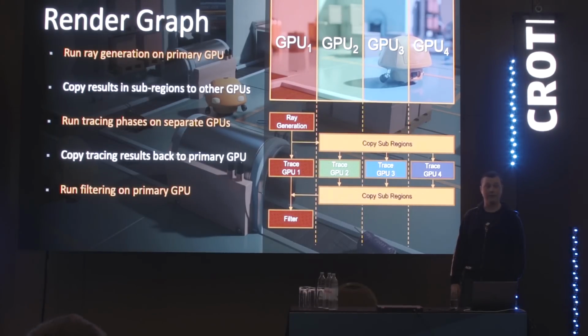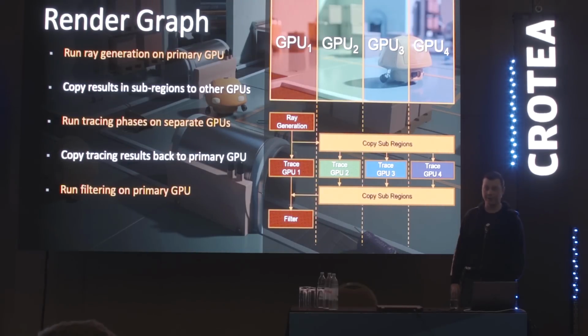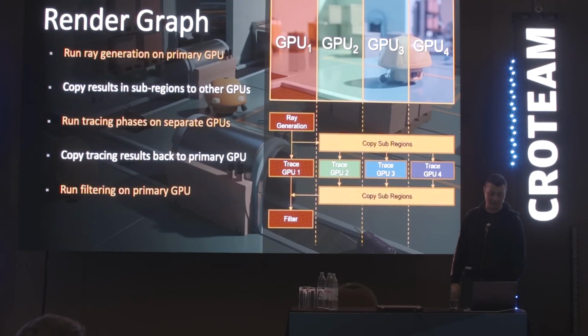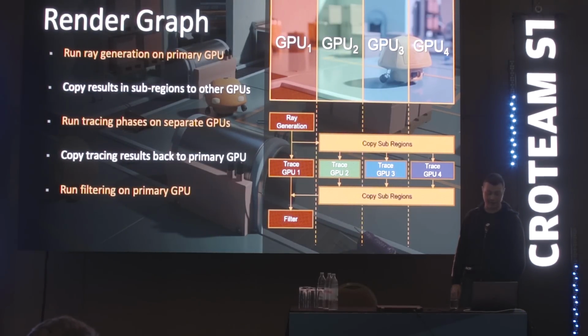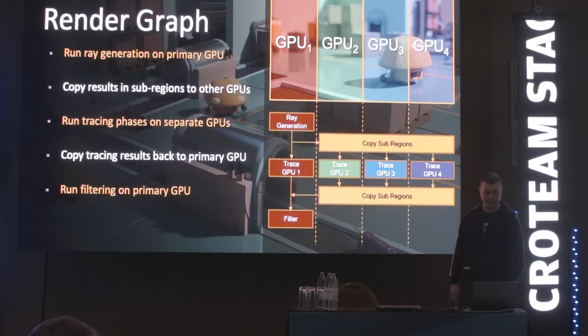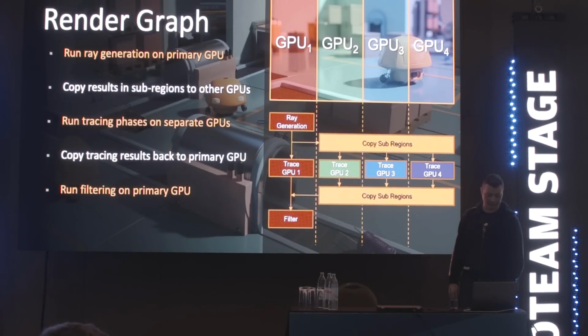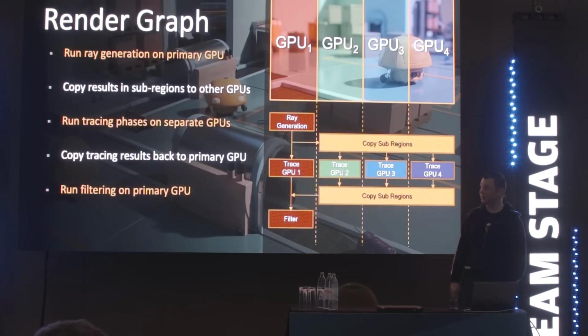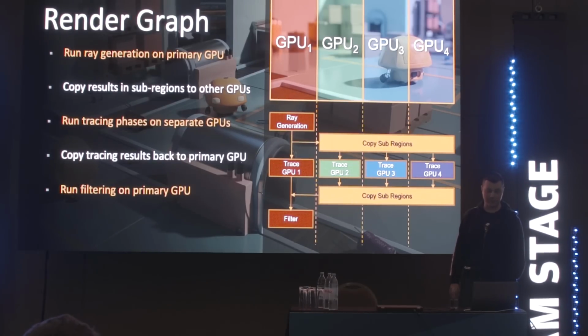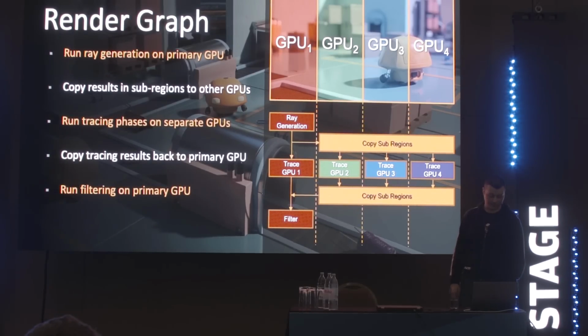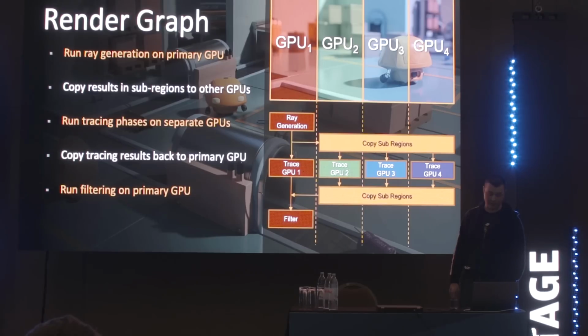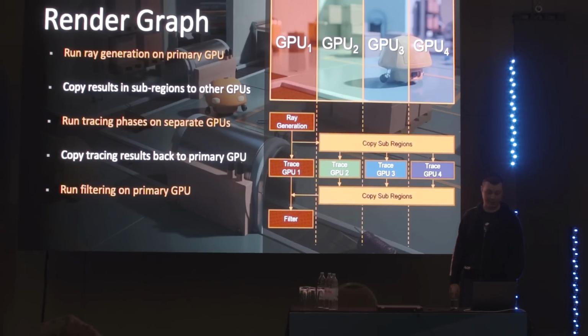For our ray tracing workloads, the common pattern is to run the ray generation on the primary GPU. Then we copy slices or subregions of this data to the other secondary GPUs, where each GPU performs tracing on its own subregion or partition. The tracing results are then copied back to the primary GPU, and then filtering is performed exclusively on the primary GPU. This approach avoids many problems with temporal techniques and also means we don't need to transfer as much data, such as the full G-buffer, to the secondary GPUs.